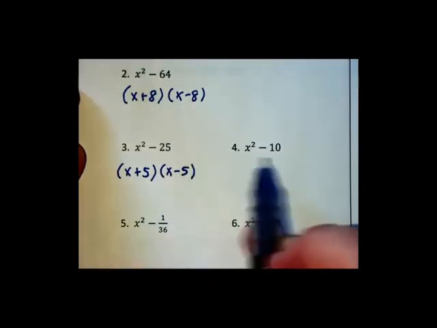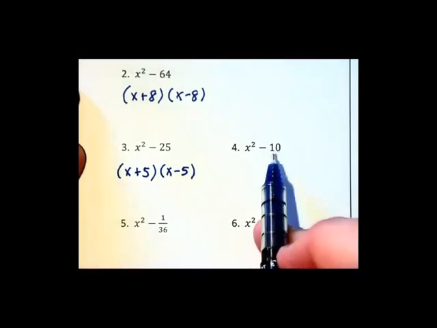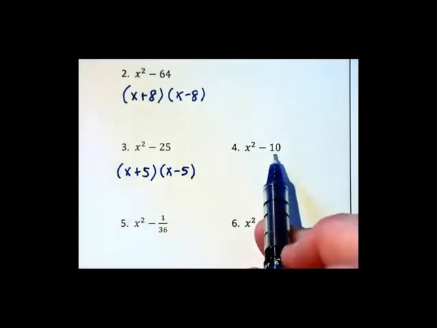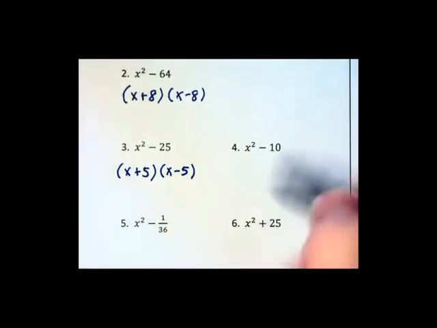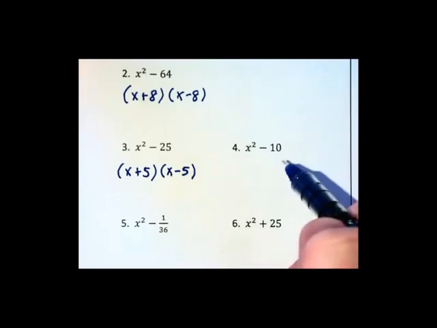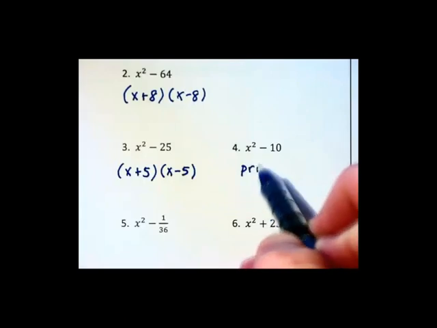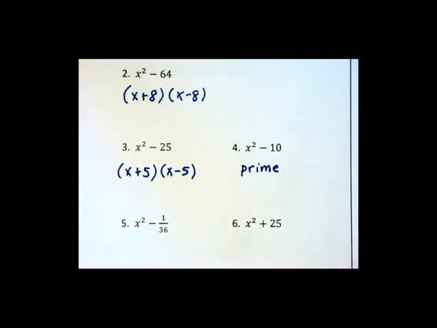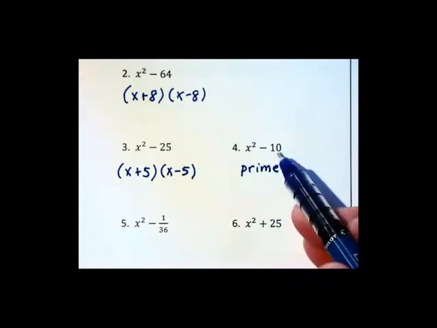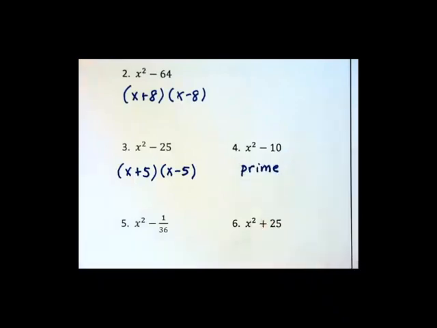Now, number 4 is not the difference of two squares because 10 is not a perfect square. We could factor it using a square root of 10, but we only use real numbers, and for the purpose of this class, we're going to say that this expression is prime. That doesn't mean that the 10 is prime, it means the expression is prime.